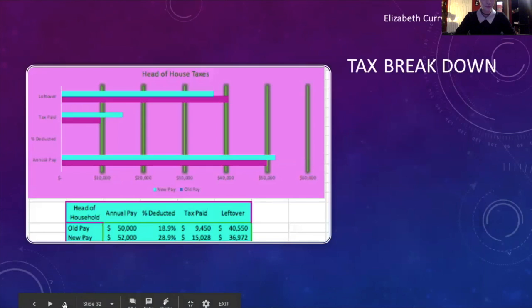Let's see. Tax breakdown. The taxes break down as follows. Depending on your income, you're placed in a bracket, whereas the government takes a percentage of your earnings and now add that to your filing status. You'll see how much taxes are taken out, especially if you're married.